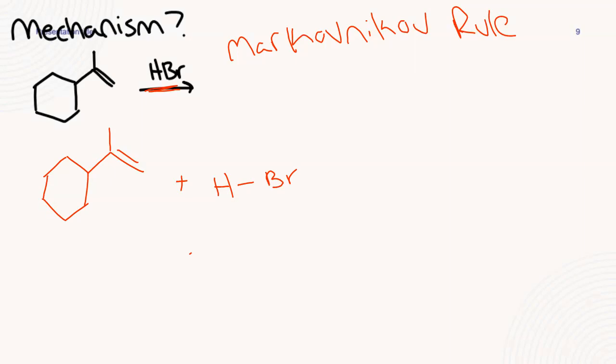Okay, so this is electrophilic because bromine is electronegative, so it's going to be partially negatively charged, which would make the hydrogen partially positively charged, so this hydrogen is electrophilic, and the double bond is nucleophilic. So the pi electrons from the double bond will attack hydrogen, which will break this HBr bond.